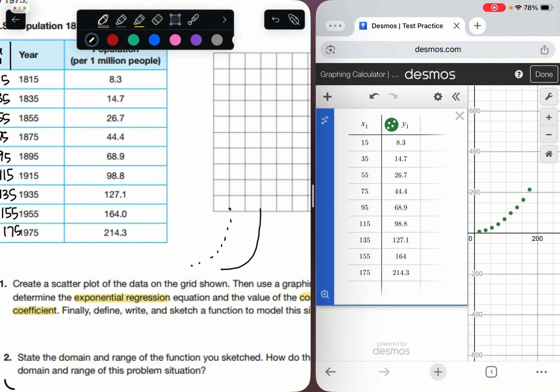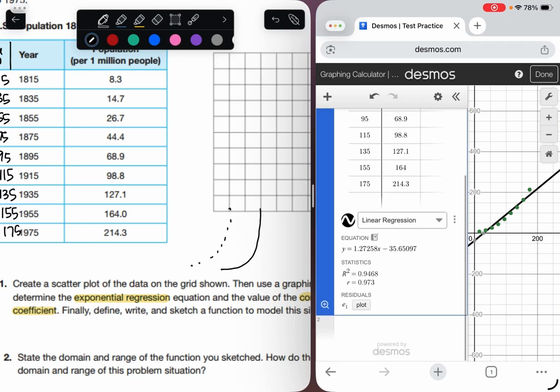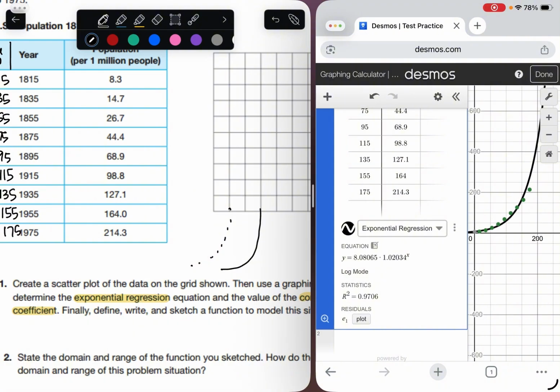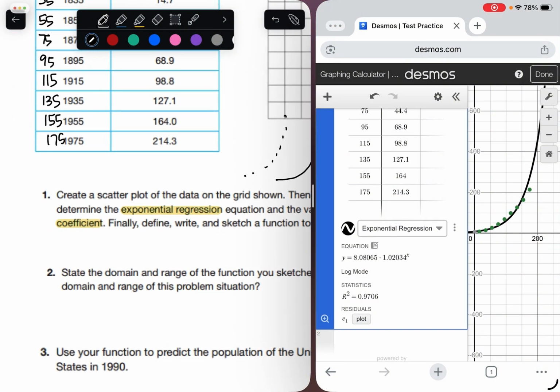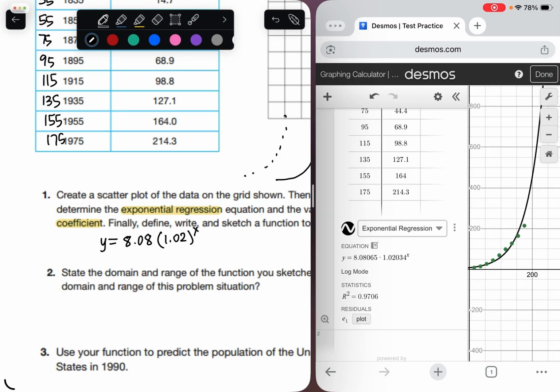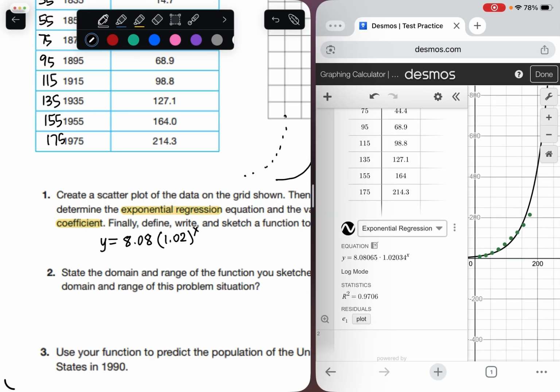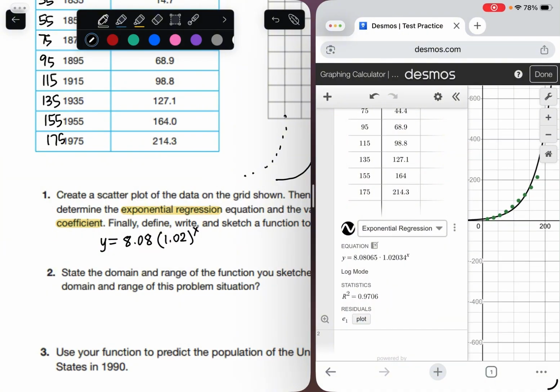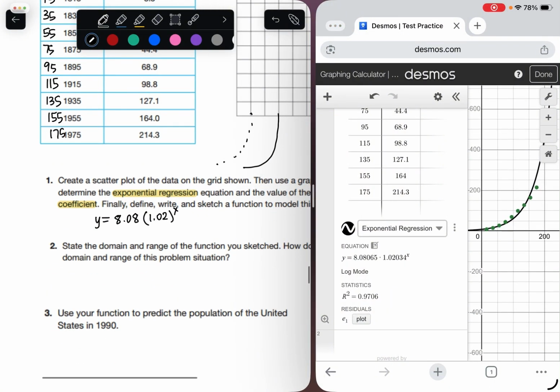And so up in the blue, right underneath the plus sign where we clicked table, you'll see a line with dots. Click that. And so don't choose linear, choose exponential. And our equation is y equals 8.08 times, and I like to put it in parentheses, 1.02 to the x. Okay, and you can see it graphed the exponential equation in black. So it's not ideal for going through all the points, but it does fit the situation and what they asked us to do.